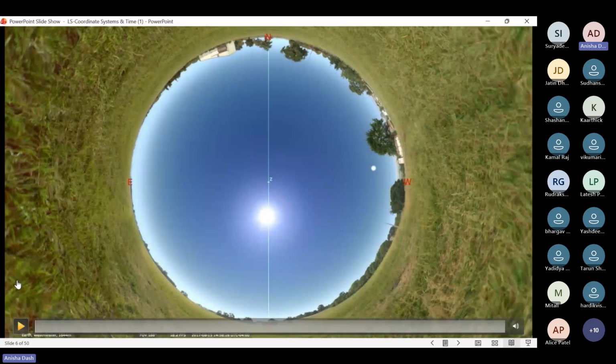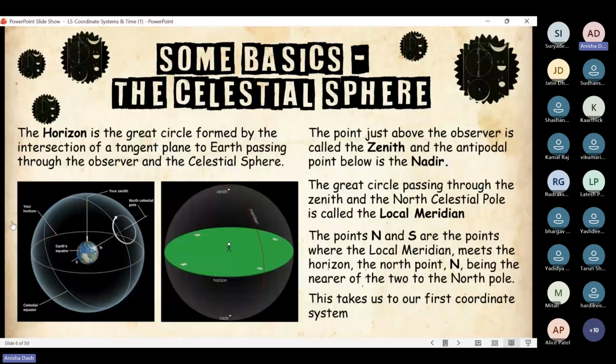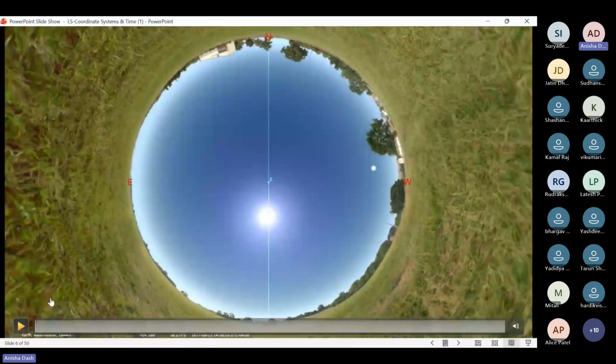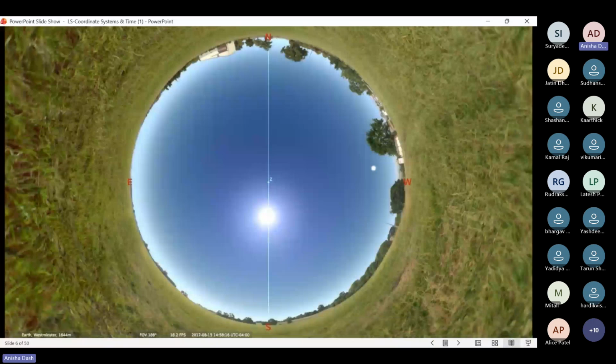And now imagine a vertical line which is perpendicular to the horizon and passes through the observer. The points where this line intersects the celestial sphere are known as zenith and nadir. So basically, zenith is the point on the celestial sphere which is directly above the observer. Nadir is directly below the observer. If you can see in this video, you see the Z in the middle of the circle, right? So that's the zenith.